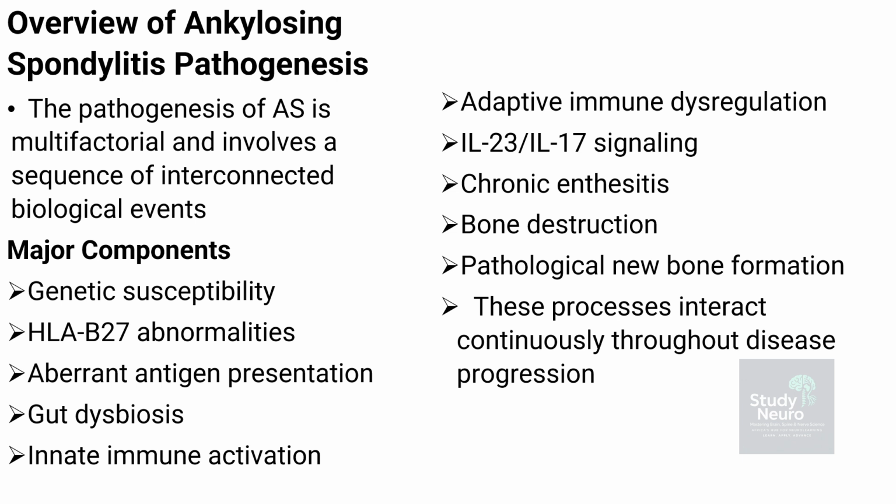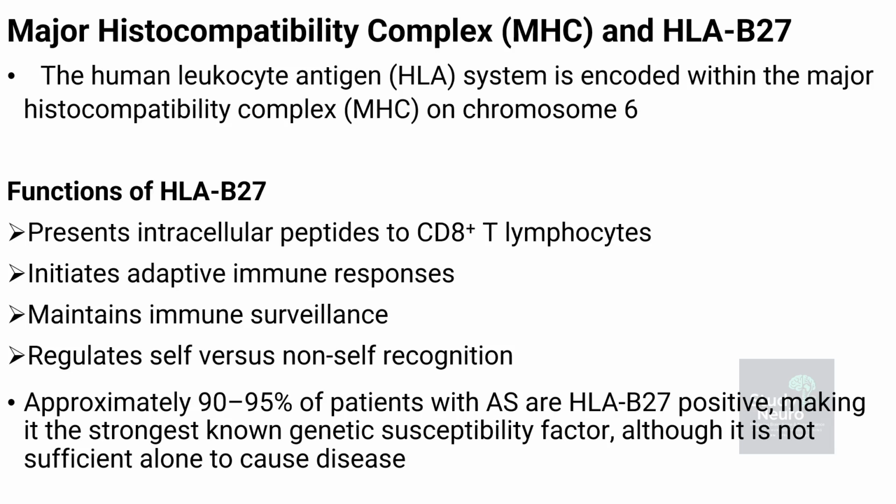As these immune pathways remain active, the interleukin 23 and interleukin 17 signaling pathway becomes a major driver of inflammation at the entheses. This persistent inflammatory response causes bone damage while also stimulating abnormal new bone formation, eventually leading to spinal ankylosis. These biological processes continue to interact throughout the course of the disease, making ankylosing spondylitis a dynamic and progressive disorder.